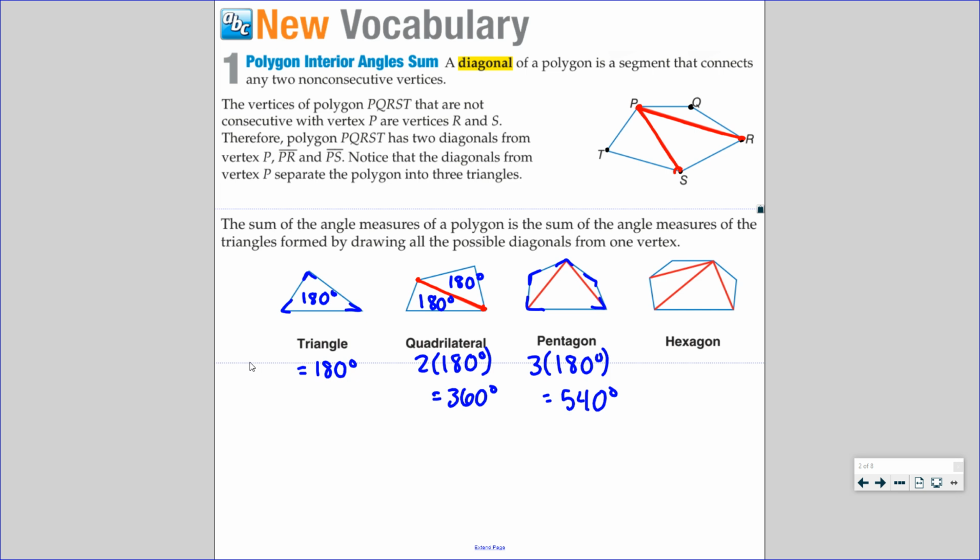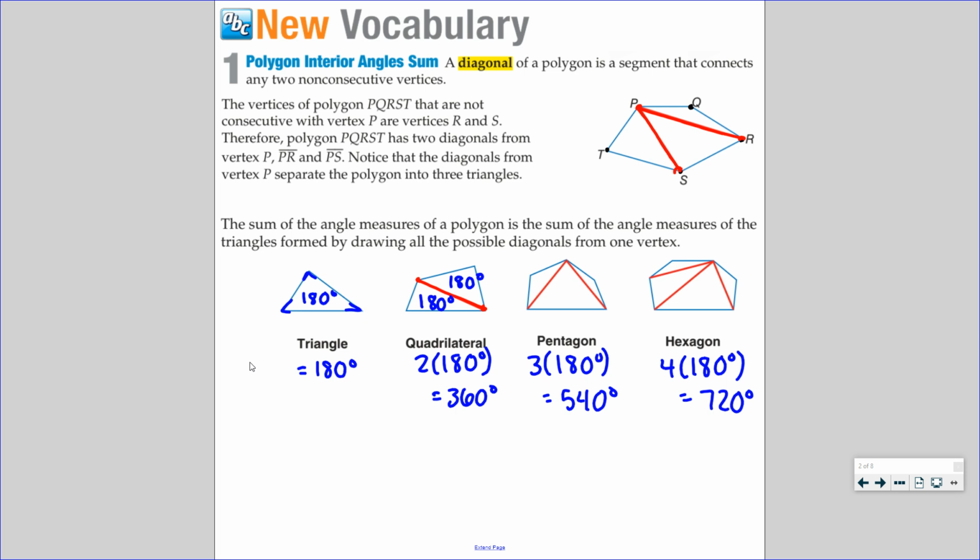All right, how many triangles can I draw in this hexagon? 4. So 4 times 180 gives me 720. Yep. All right. Let's talk about any patterns we notice here. We're timesing by 180 each time, right, as a triangle. Okay, as my number of sides goes up by 1, it's just another triangle. Good, that's a good pattern.